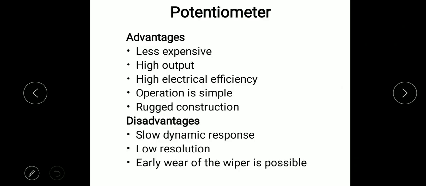The advantages of potentiometers are that they are less expensive, high output, high electric efficiency, simple operation, and rugged construction. The disadvantages are slow dynamic response, low resolution, and early wear of the wiper is possible. Wiper means that variable link.